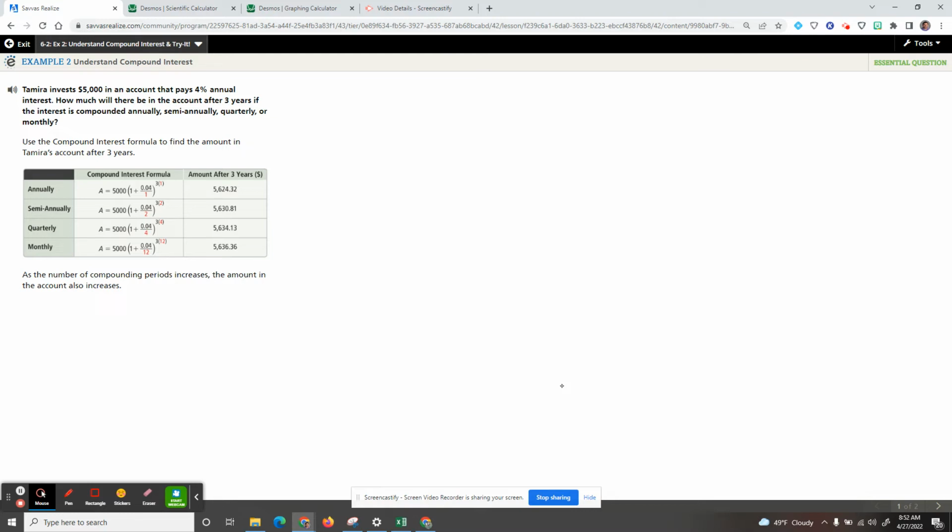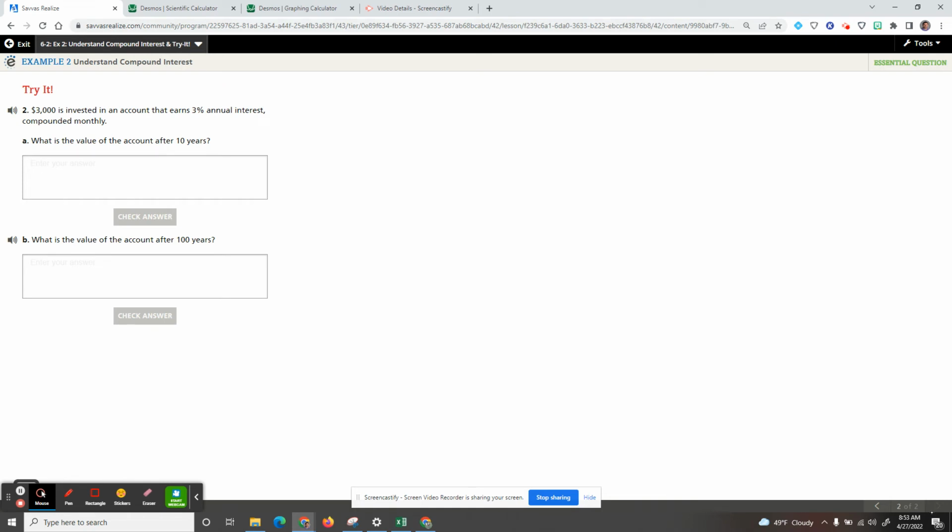You can see the effect on the money. It's marginal, but it is real. There is a different amount of money that you end up with after 3 years. If you compound semi-annually, it's about $6.50 difference. You get another $3.50 by doing quarterly, and you get another 2 and change if you do it monthly. All right, so the numbers are different.